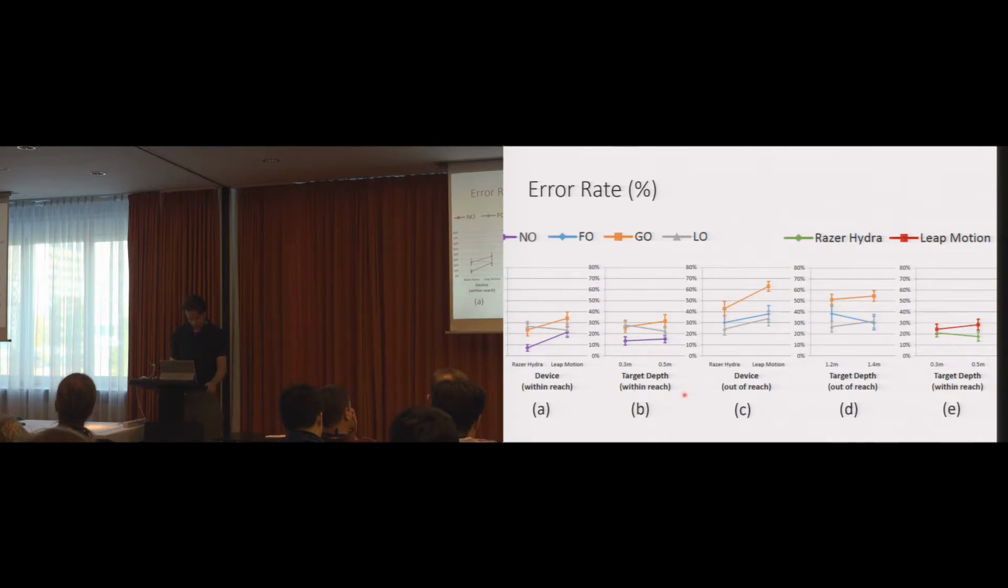Device-wise, the Razer Hydra was more accurate. It had a 20% error rate. The Elite Motion at this distance had 26.